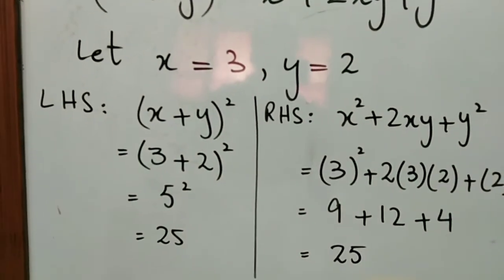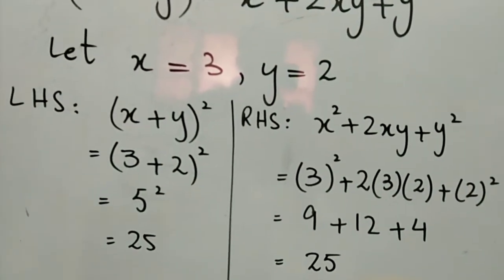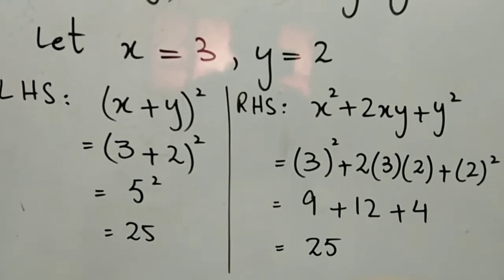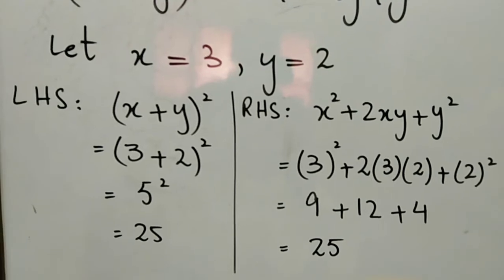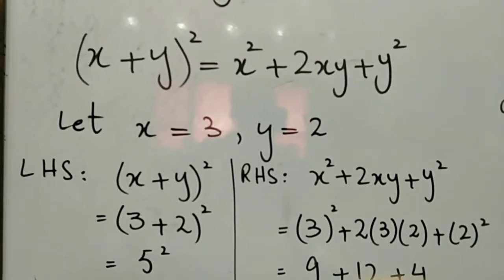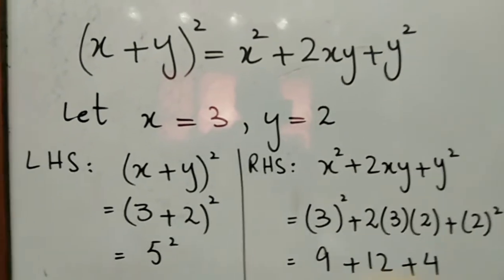You can also put different values, like x equals 3 and y equals 9, or x equals 5 and y equals 2. As you wish, you can change the values of x and y and you can see that this equation will remain the same. So this equation is known as an identity.